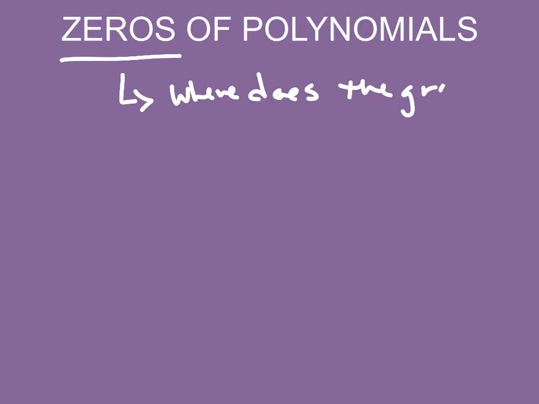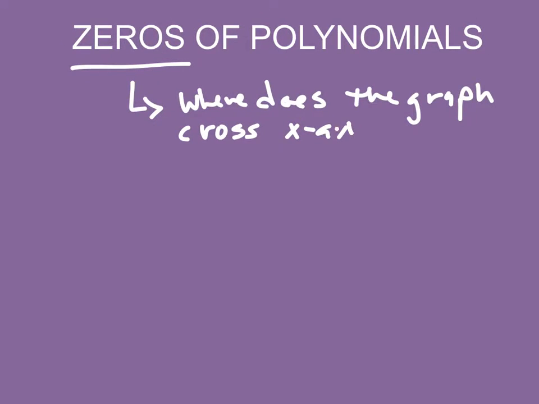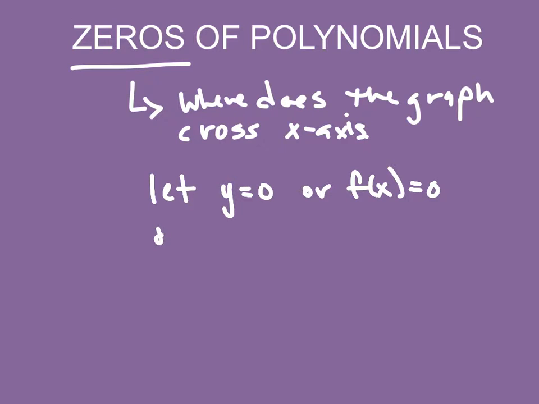Now when we talk about zeros of polynomials, we are looking to see where the graph crosses the x-axis. And what we do is we let y equal 0 or f of x equal to 0 and solve for x. That's the idea of what we're trying to do when we're finding the zeros of polynomials.